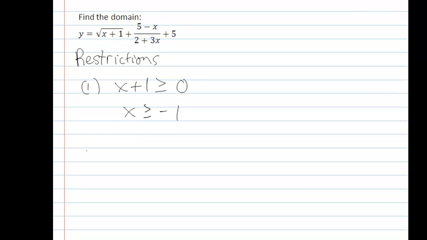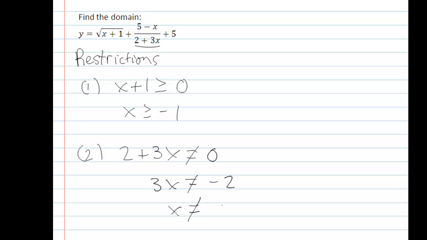For our second restriction, we're looking at the second term here. Now, the denominator cannot be equal to 0. So we're going to get this. 2 plus 3x cannot be equal to 0. So 3x cannot be equal to negative 2. Therefore, x cannot be equal to negative 2 over 3. So those are our two restrictions.